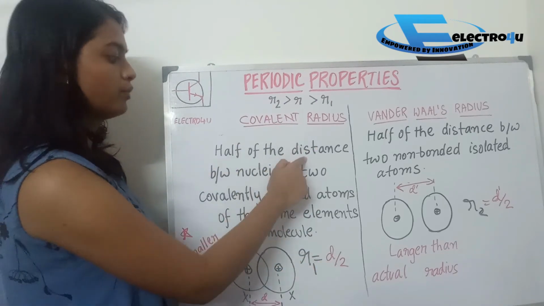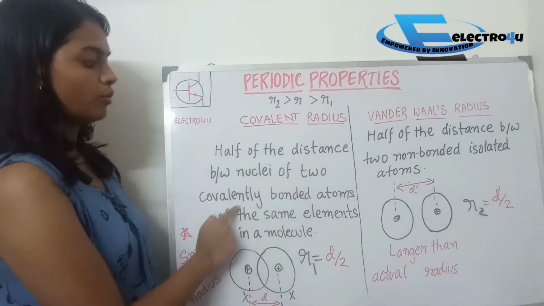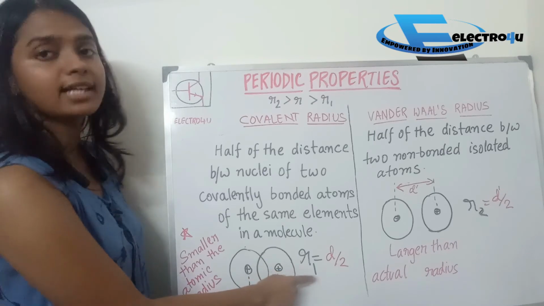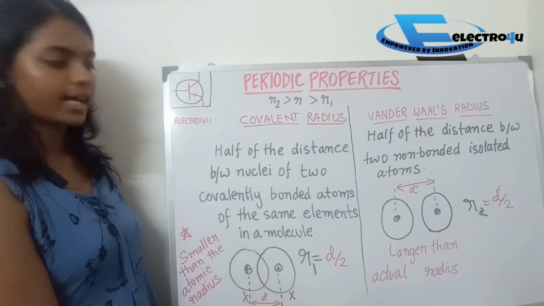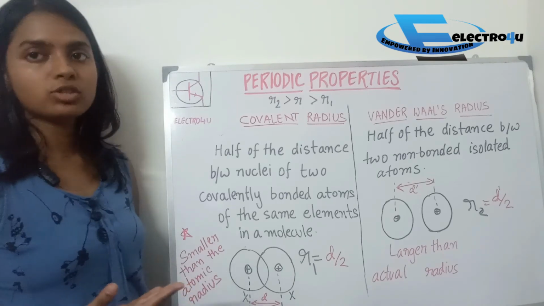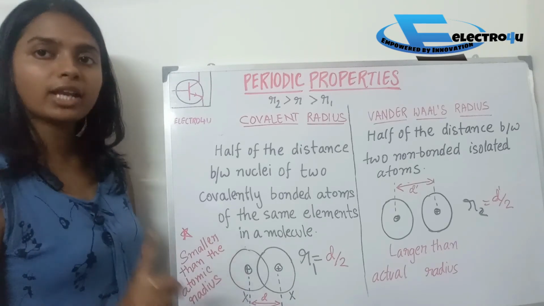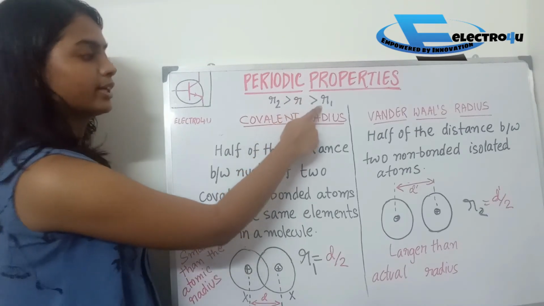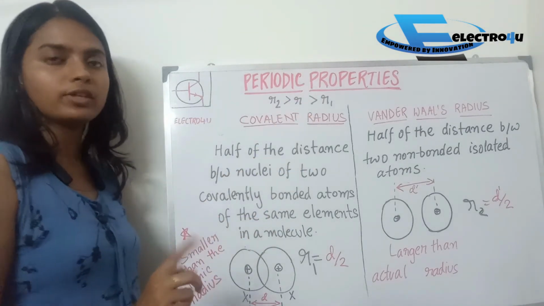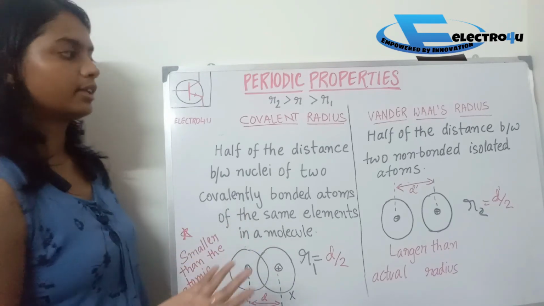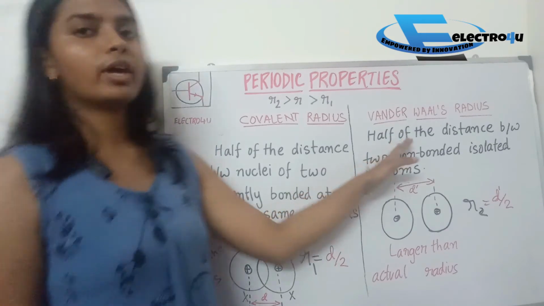That is the half of the distance between the nuclei of two covalently bonded atoms. Let us assume the covalent radius as R1, and let us assume the actual radius of this individual atom X be R. So R will always be greater than R1, and R1 will always be lesser than the actual radius of that atom. Now we'll see what is Van der Waals radius.